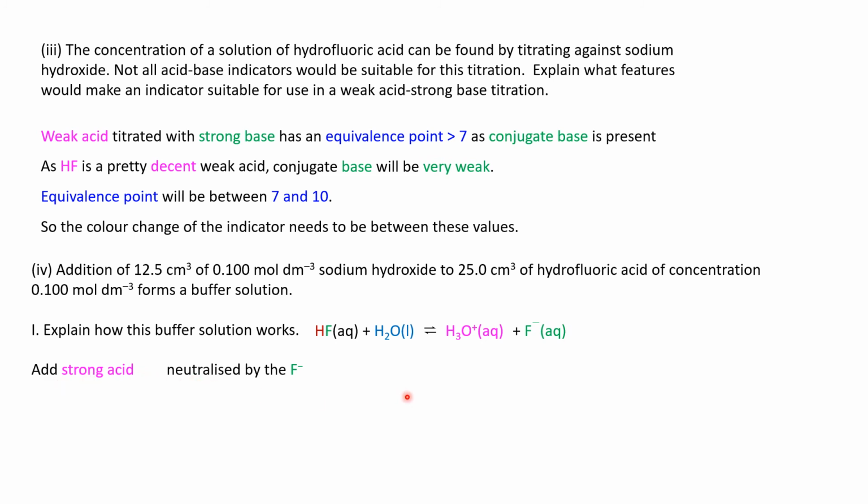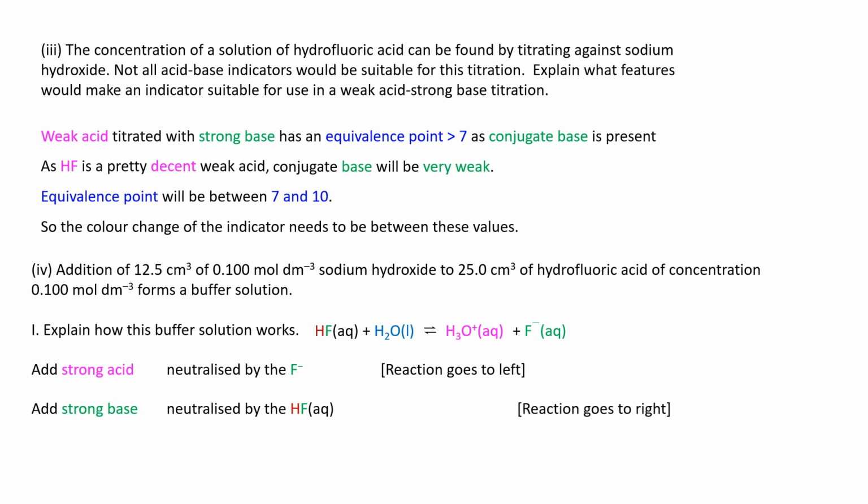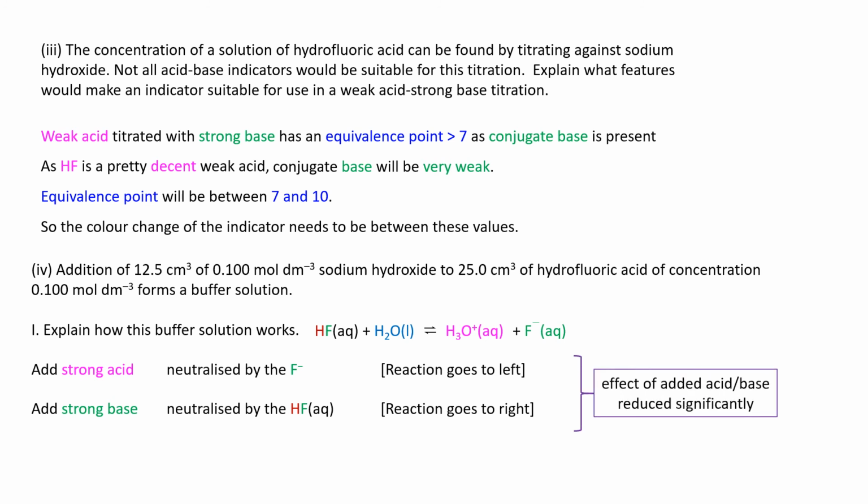Again, if we add a strong acid, we've got enough F- there to neutralize it, so the reaction goes initially to the left, right? If we add a strong base, we've got enough HF there to neutralize it, so the reaction initially goes to the right, making F-, in this previous case making HF. Then of course the equilibrium reestablishes itself, but not generating huge amounts of H3O+ or OH-. Thus the effect of added acid or base is significantly reduced.